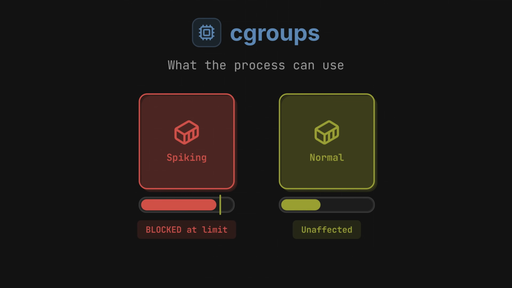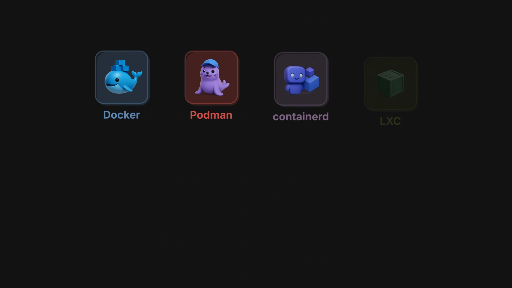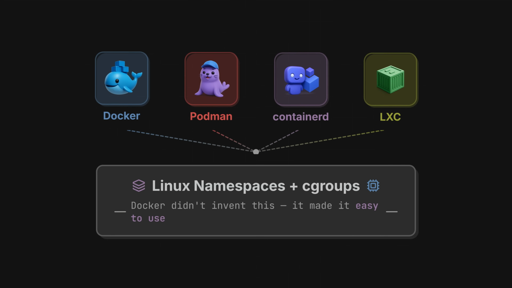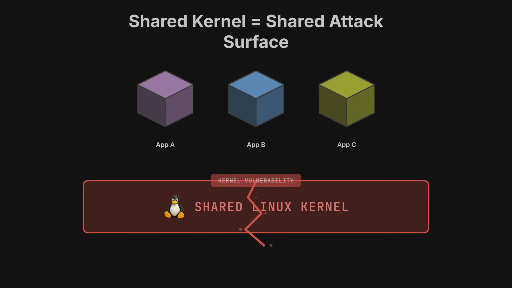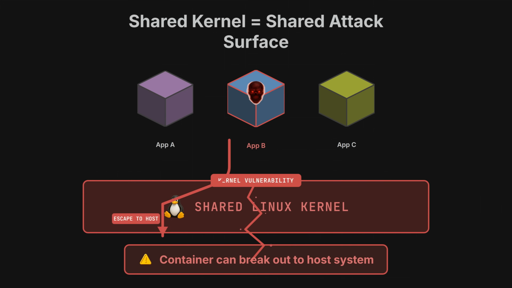This prevents one container from starving everything else on the system. Podman, Containerd, and others use the same primitives underneath. The shared kernel is a shared attack surface. If someone finds a kernel vulnerability, a container can potentially break out.